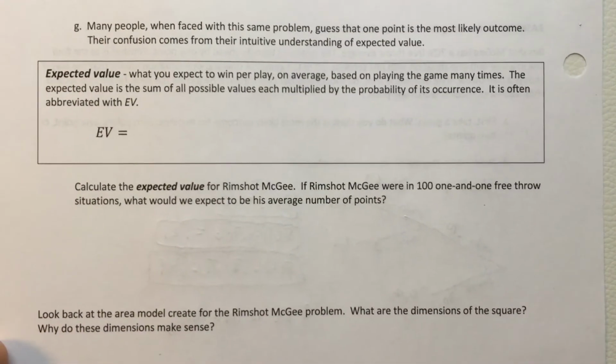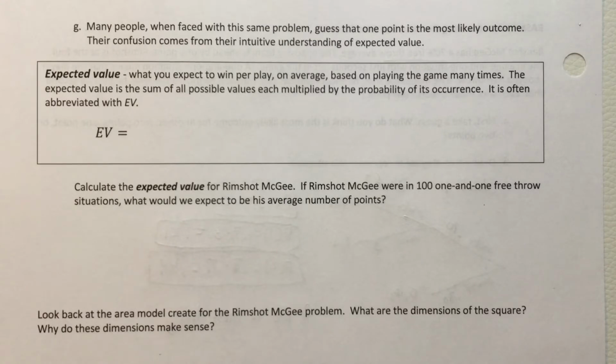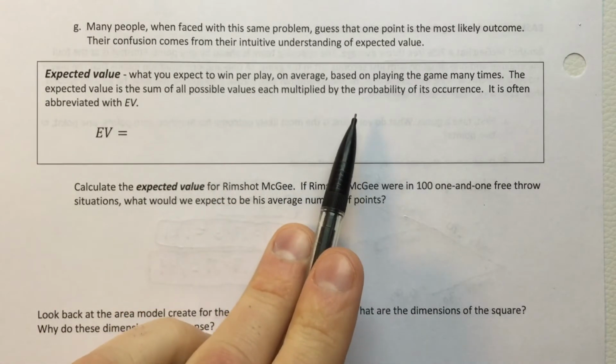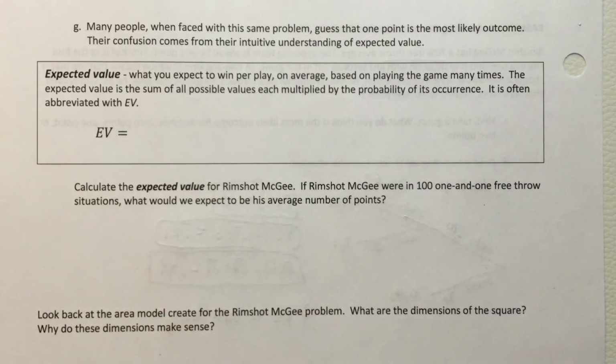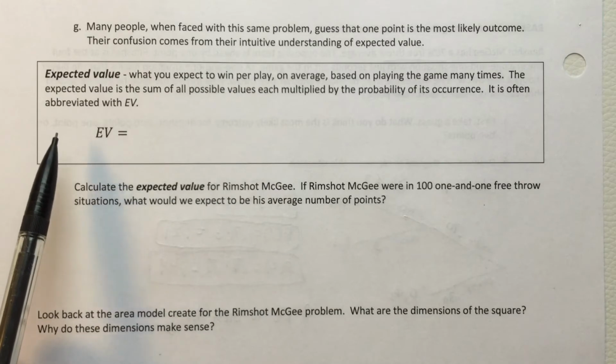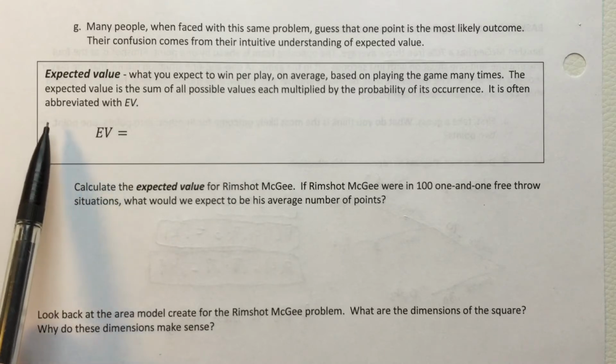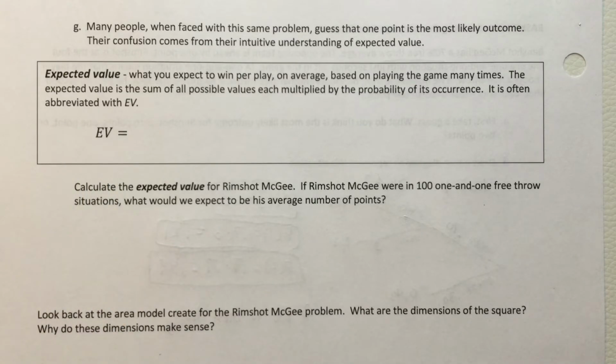It says many people, when faced with the same problem, guess that 1 point is the most likely outcome. Their confusion comes from their intuitive understanding of expected value. So what is expected value? Expected value is what you expect to win per play on average based on playing the game many times. The expected value is the sum of all possible values, each multiplied by the probability of its occurrence. And it's often abbreviated with the letters EV.